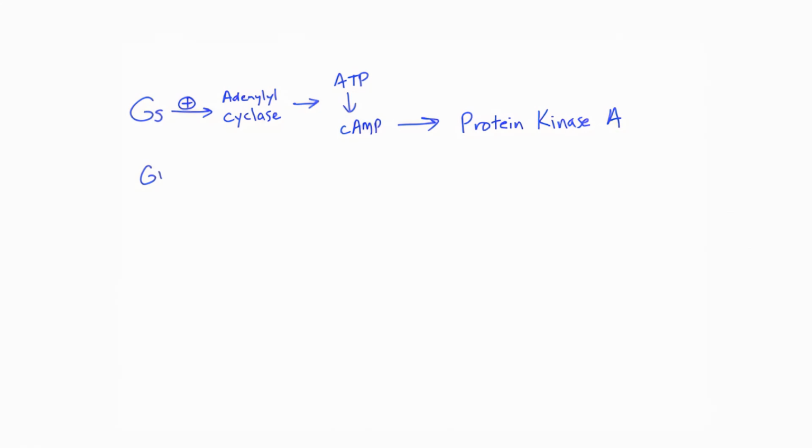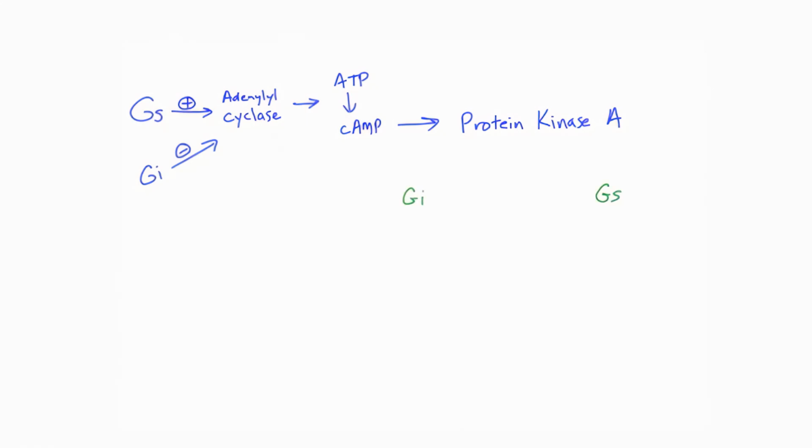And then GI is the third type of G protein, and I is for inhibit. So GI inhibits adenylyl cyclase. So you have less production of cyclic AMP and less activation of protein kinase A. So of all of those receptors, D1 and D2 and beta 1 and alpha 2, out of all of those, which ones use GS and which ones use GI?